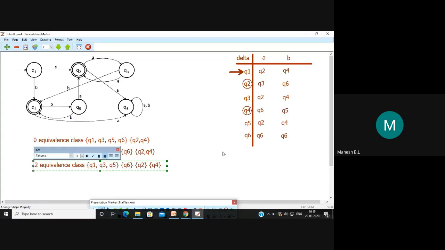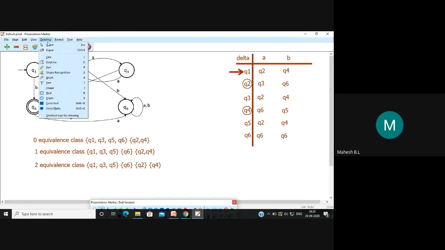That means in the minimized DFSM there are only 4 states. Q1, Q3, Q5 is one state, Q6 is another state, and Q2, Q4 are different states. Now we can draw the minimized DFSM. So let me draw the minimized DFSM.